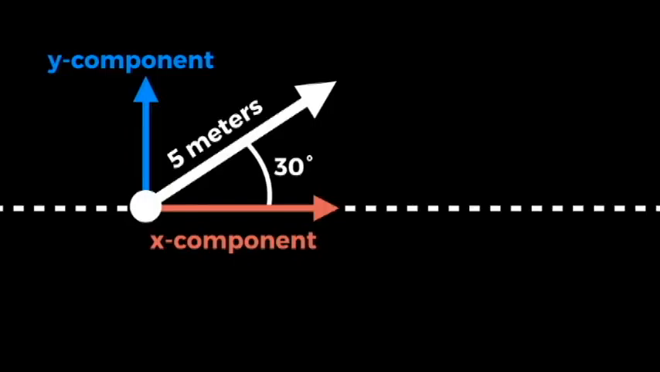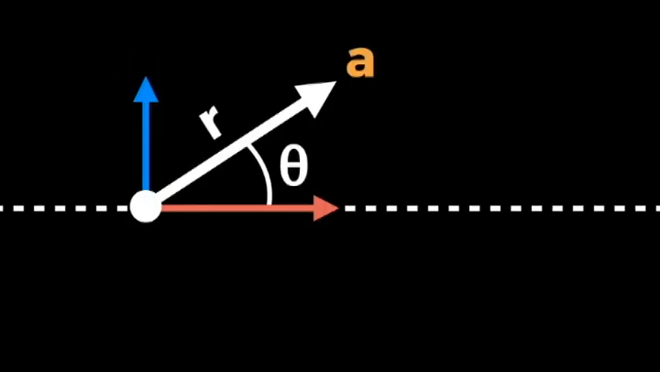Suppose we define this vector in terms of generic variables. We call the vector a, the magnitude of the vector r, and the angle theta. In this case, the x component vector can be shown as a sub x equals r cosine theta. And in the same way, the y component vector can be represented as a sub y, which is equal to r sine theta. So these really simple formulas can give you the x and y component vectors of any vector. And these components are really helpful when you're adding together vectors.